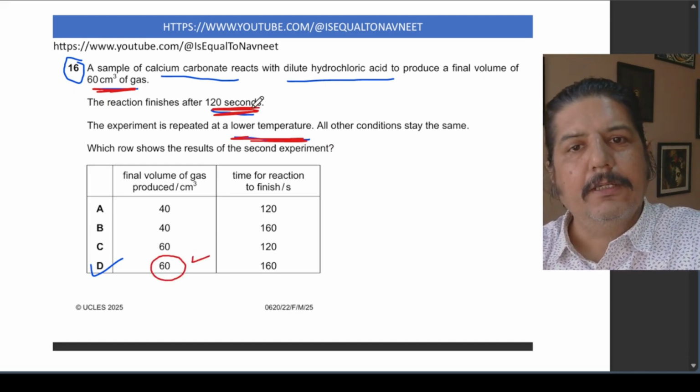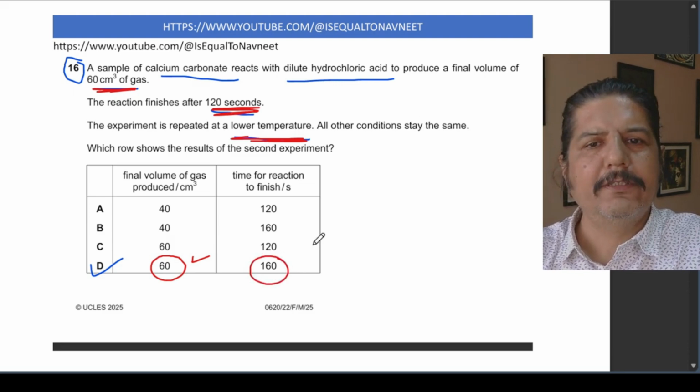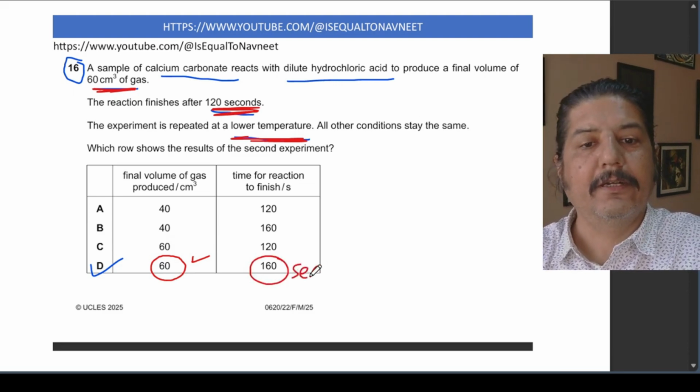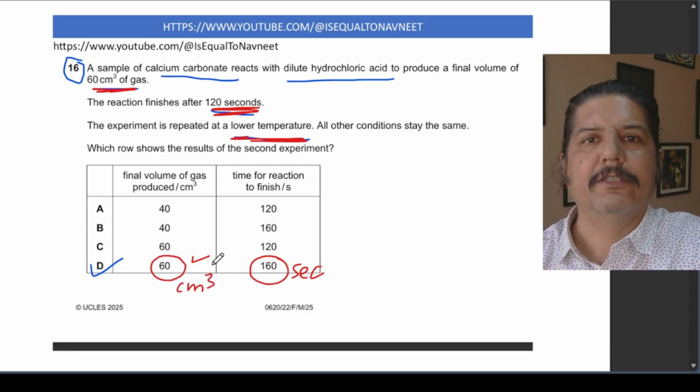But because the experiment is being done at lower temperature, the time will increase. From 120 seconds, now it is taking 160 seconds. The volume of the gas would remain the same. That is the point that I want to emphasize.